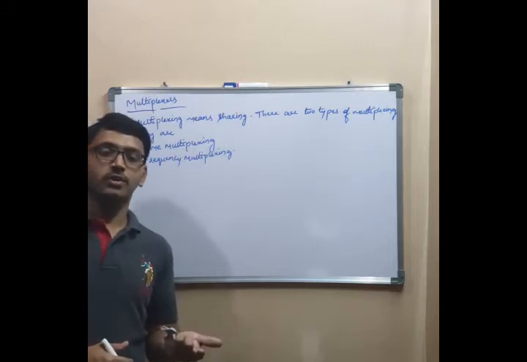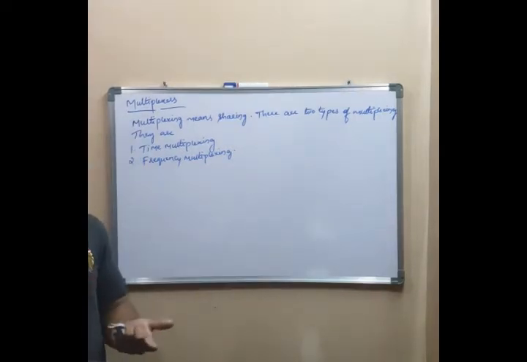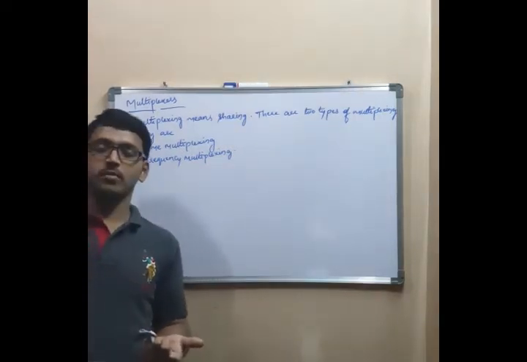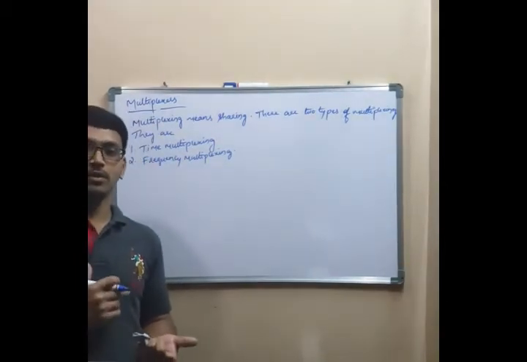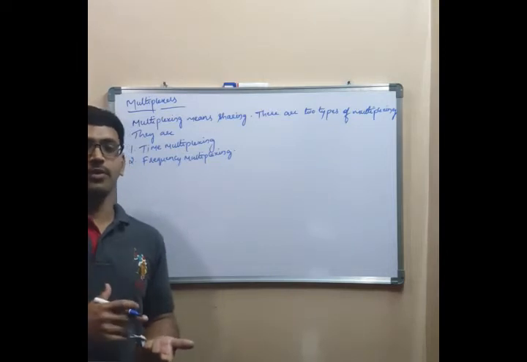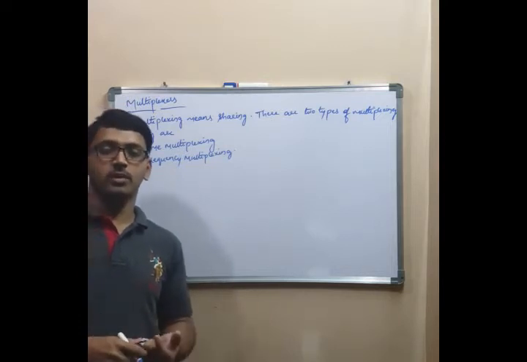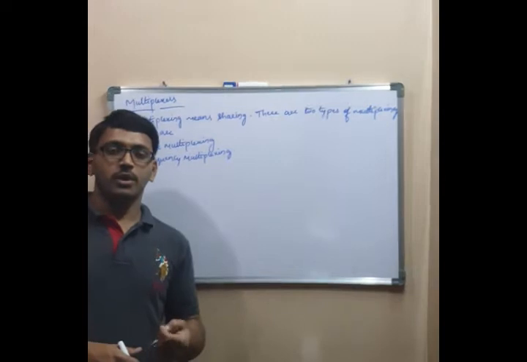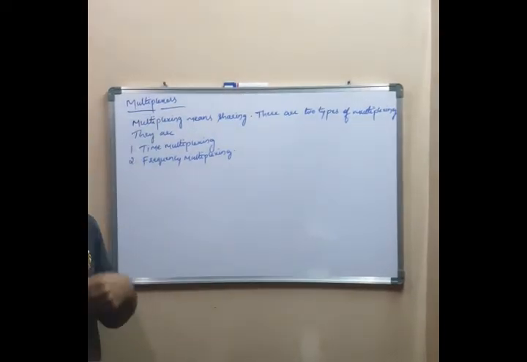In case of frequency multiplexing, we have a single channel. In frequency multiplexing also, through a single channel, we can transmit with different frequencies. We can make use of a single channel by transmitting different frequencies, right? This is frequency multiplexing. So I will tell you a general example in order to understand the concept very clearly.